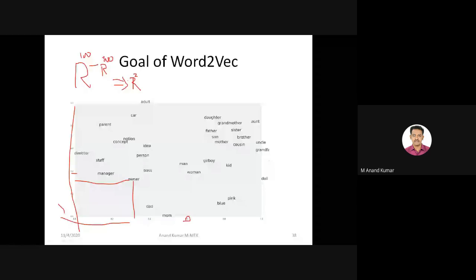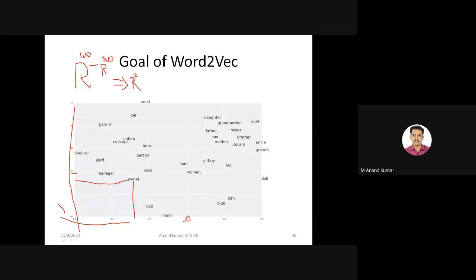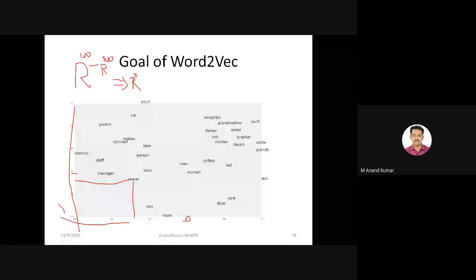Here, what can we infer? Put it in the chat box. What's the inference from this figure? What kind of similarities exist? What similarities exist in there? The inference from the diagram.